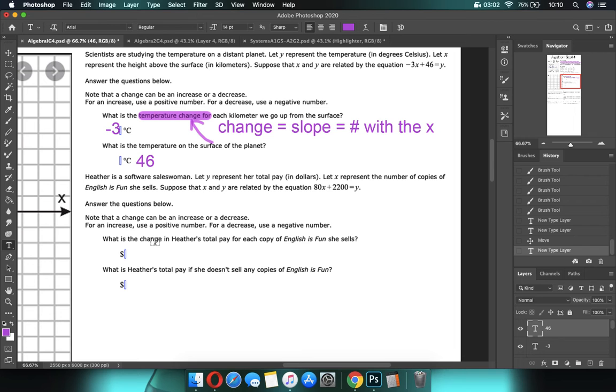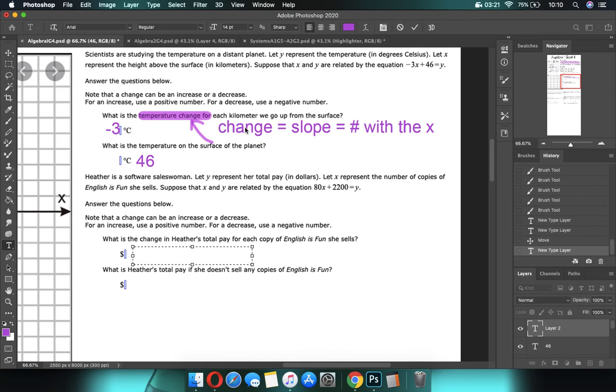All right, so again, Heather is a software saleswoman. Y represents her total pay. X represents the number of copies of a book, blah, blah, blah, she sells. English is fun. Miss Leavenworth, they made that for you. Suppose that X and Y are related to the equation. So what is the change?